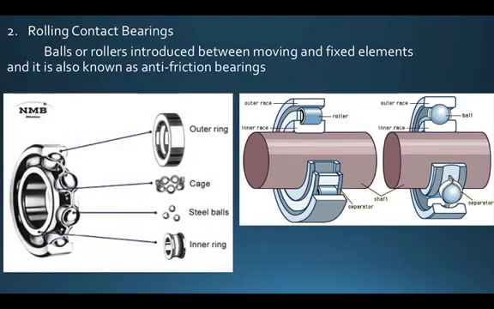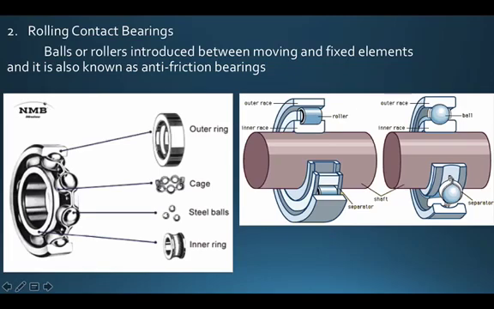Here comes the rolling contact bearing. Balls or rollers are introduced between the moving and fixed element, and it is also known as an anti-friction bearing. The difference between a journal bearing and a roller bearing is that in the previous case we have sliding movement between the rotating shaft and the fixed bearing. But in this case, we introduce balls or rollers, sometimes a spherical ball, in other cases a roller, in special cases a tapered roller or a pin rolling element, or whatever the case, having a rolling movement between the inner ring and the outer ring.